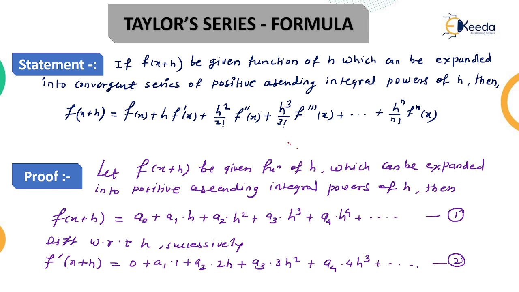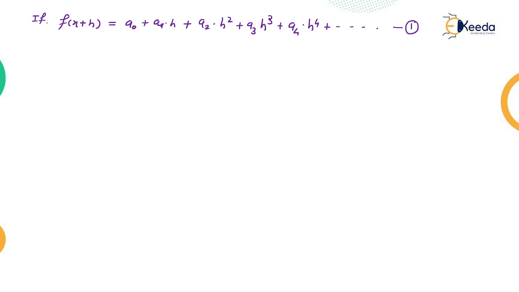Now again we have to differentiate. If f of x plus h is defined here as a naught plus a1 into h plus a2 into h square plus a3 into h cube plus a4 into h raised to 4 plus and so on, this is an infinite series called equation number 1.